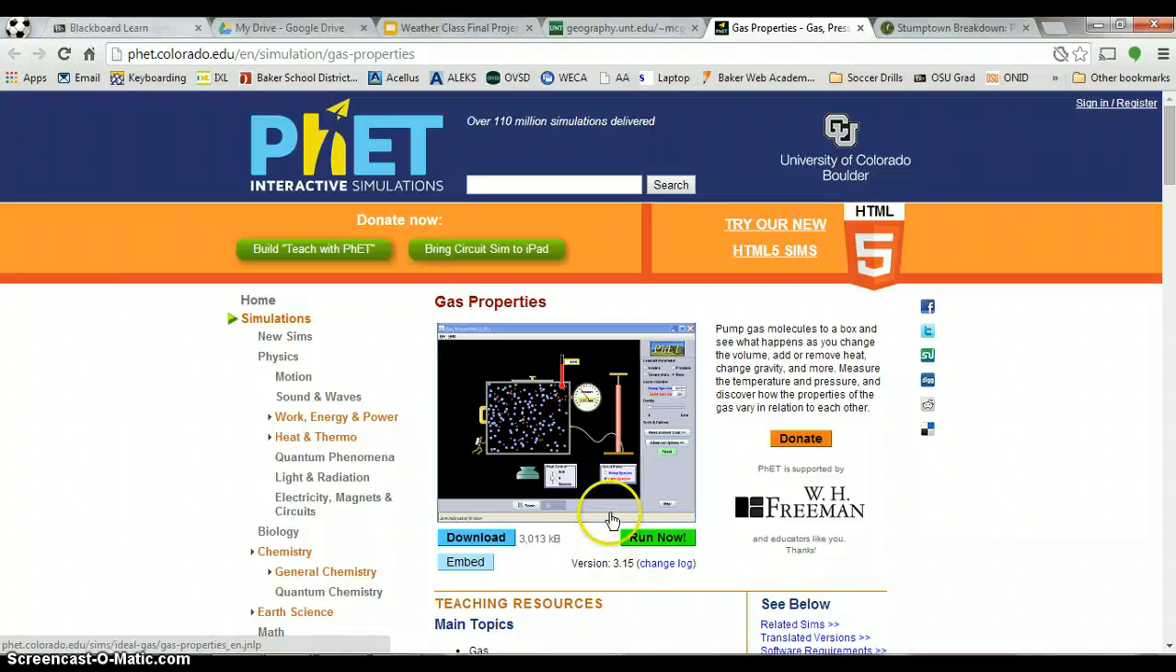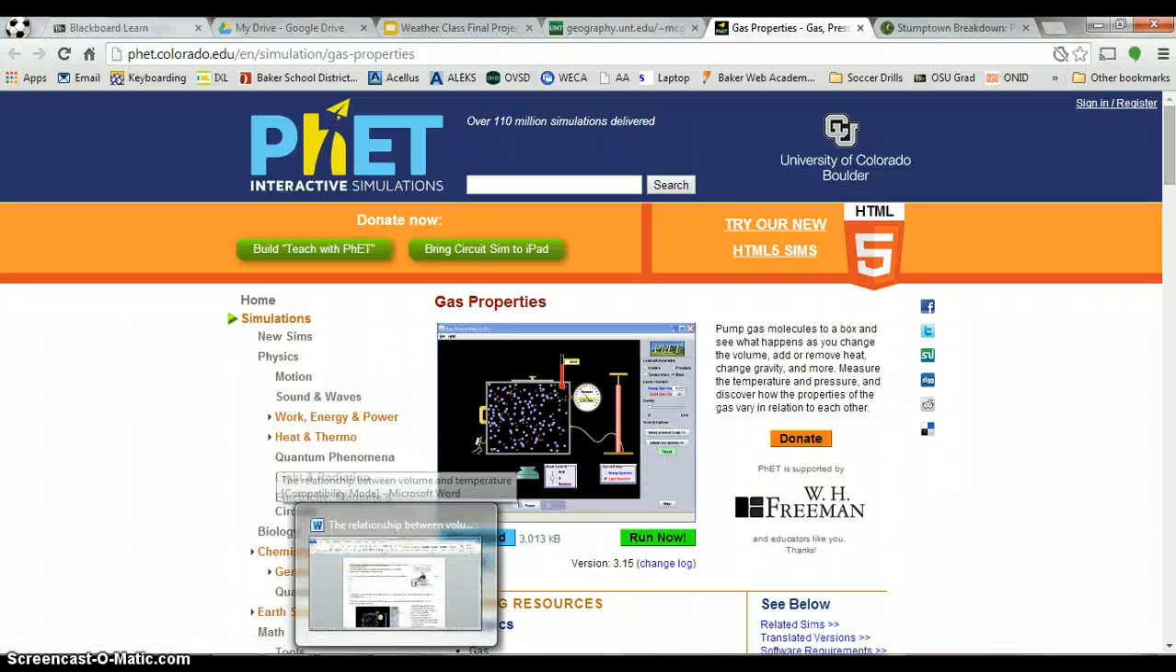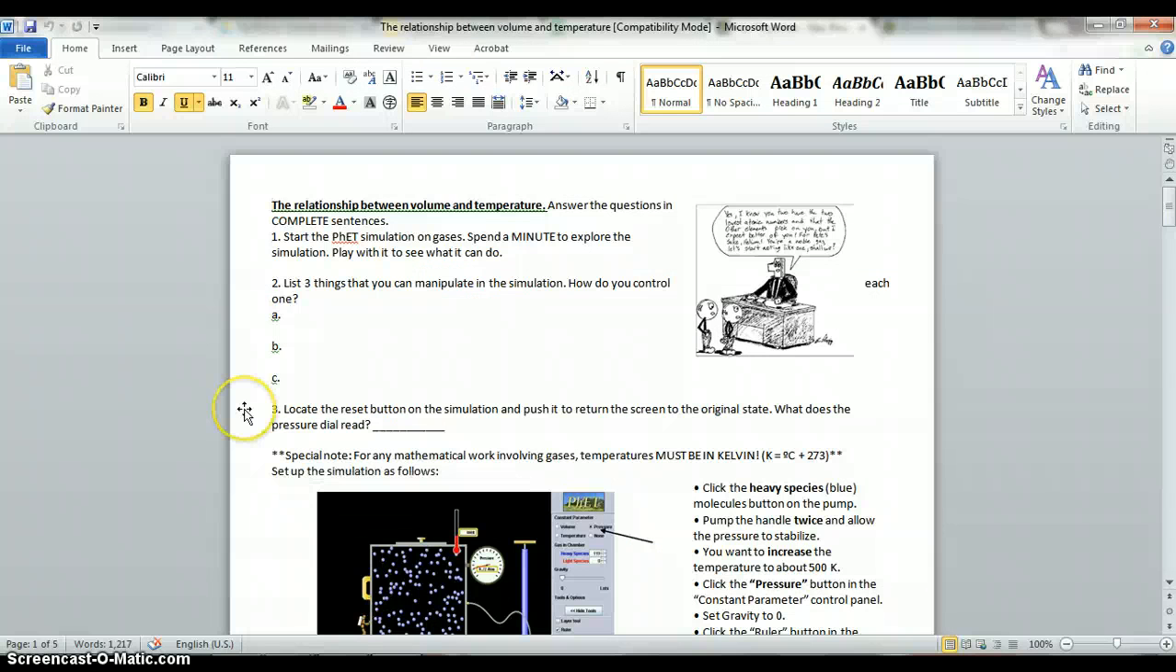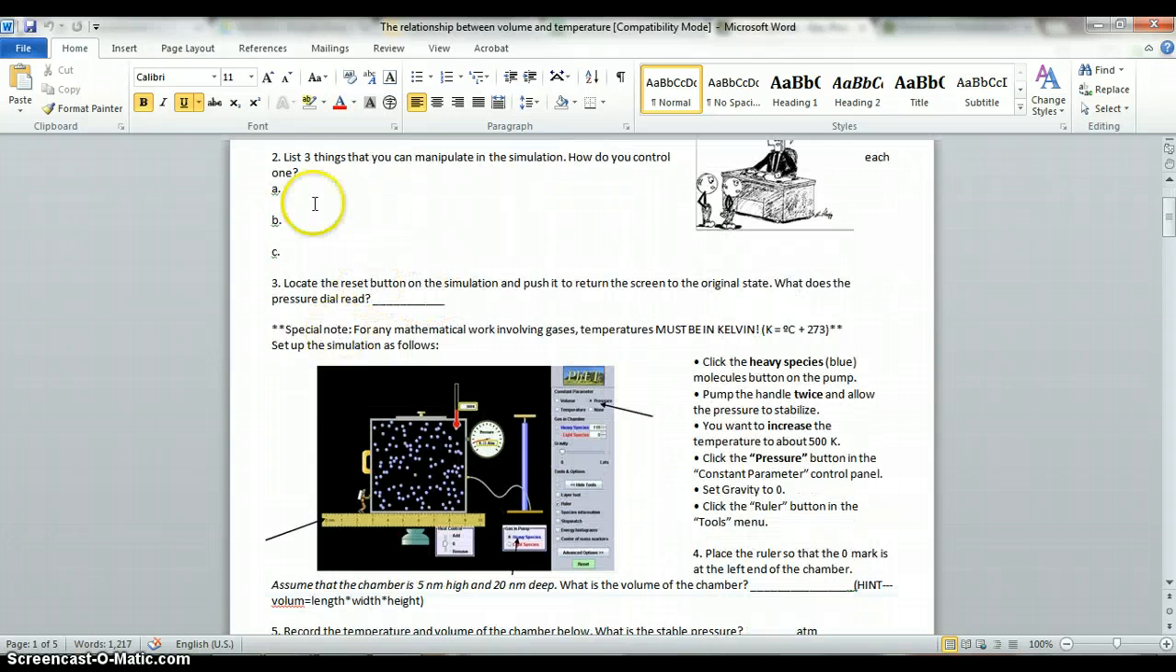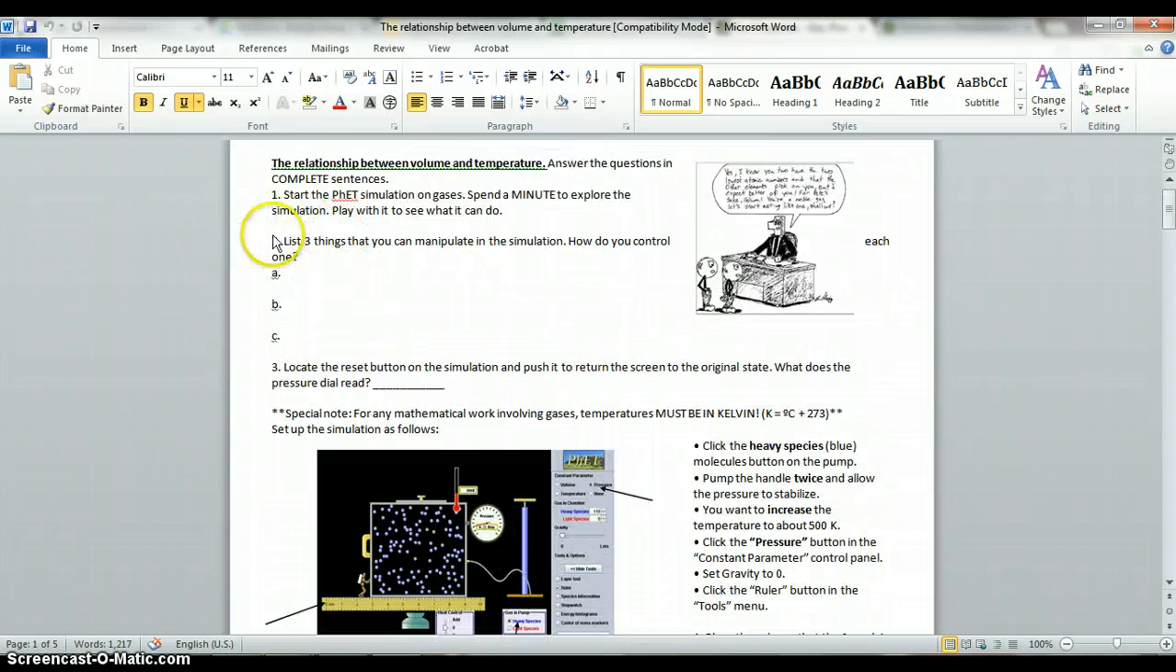varying variables to find the relationship between temperature and pressure. This is the activity that we'll be following. As you can see, it says the relationship between volume and temperature. It runs them through and tells them to try and get through it.